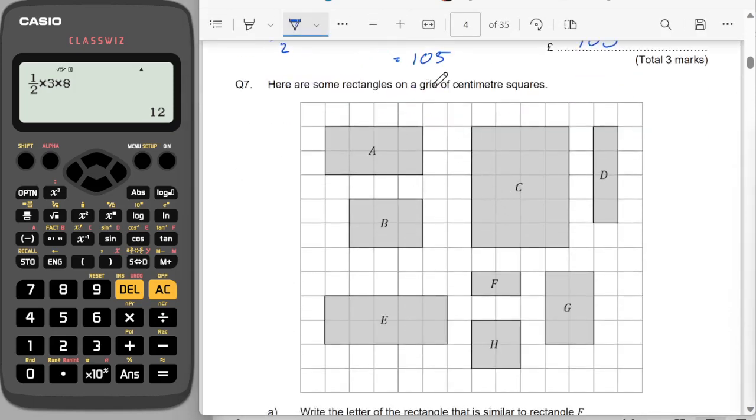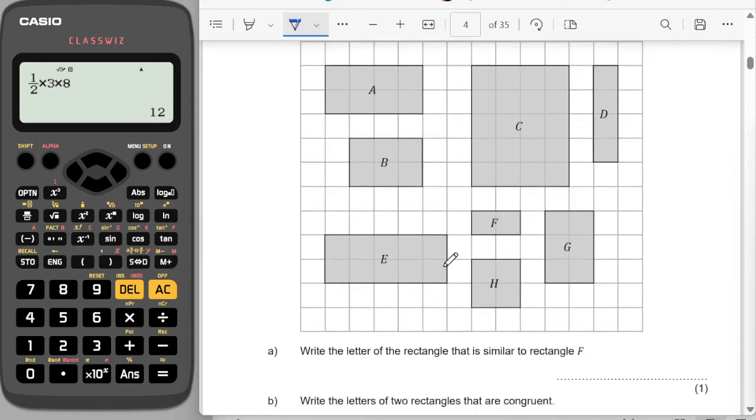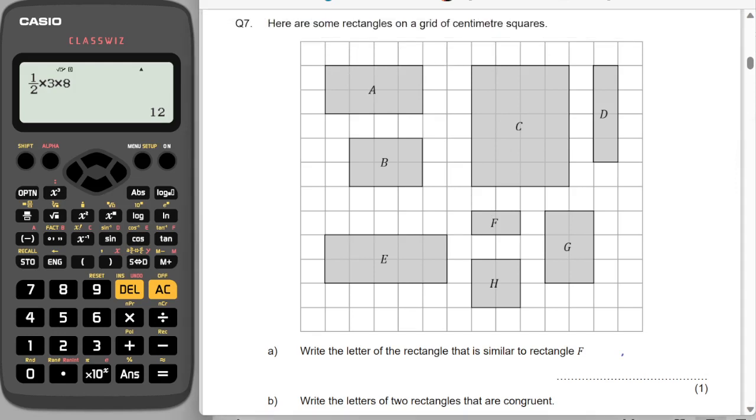Here are some rectangles on a grid of centimetre squares. Write down the letter of the rectangle that is similar to F. So similar to F, we're looking at it to be an enlargement. If we look, that's the only one. It's a scale factor of 2, twice as big in all dimensions, so it would be rectangle A.